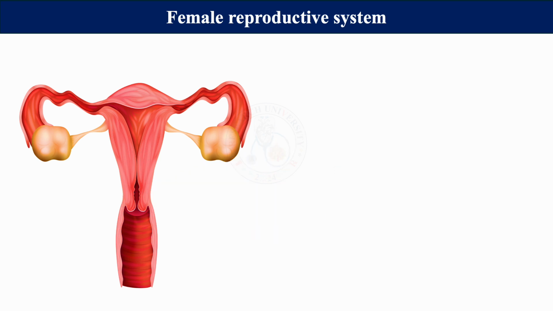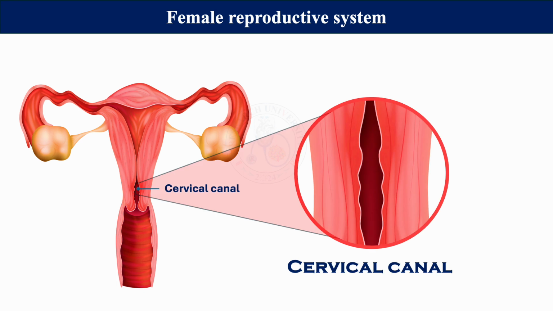Another important part of the female reproductive system is the cervical canal. Cervical canal is a passageway that connects the uterine cavity to the vagina. It traverses through the cervix, the lower part of the uterus. Cervical canal allows menstrual blood to flow out of the uterus during menstruation, and it also serves as a pathway for sperm to enter the uterus during sexual intercourse. It also produces mucus that changes its consistency throughout the menstrual cycle, affecting sperm transport and fertility.